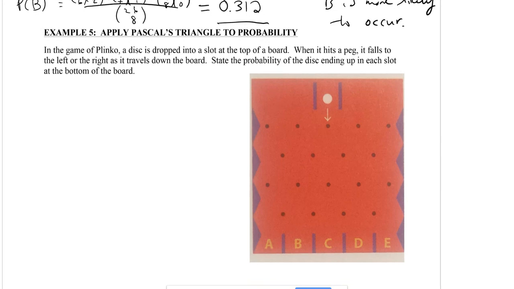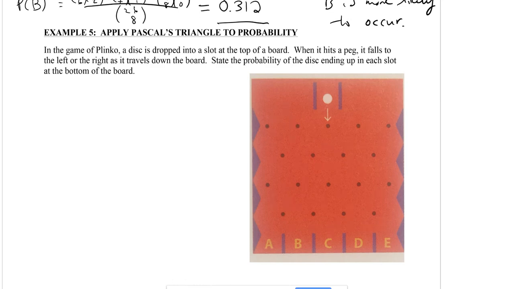Okay, and finally, I want to walk you through example 5, applying Pascal's triangle to probability. Now, we talked about it briefly in another class, but I can walk you through it again.